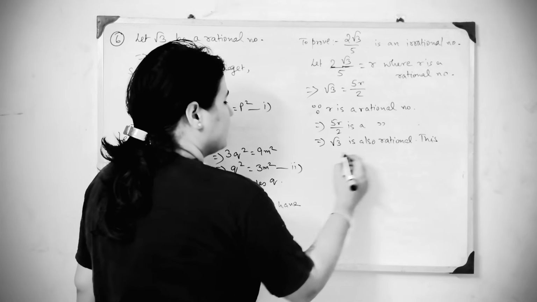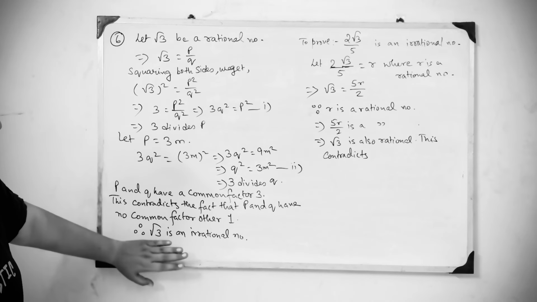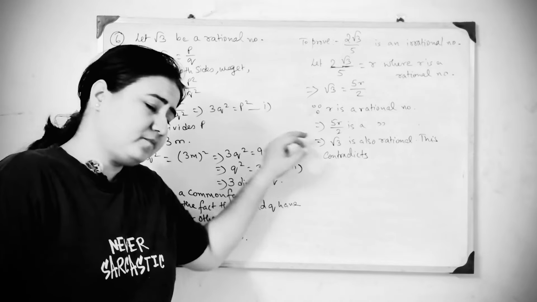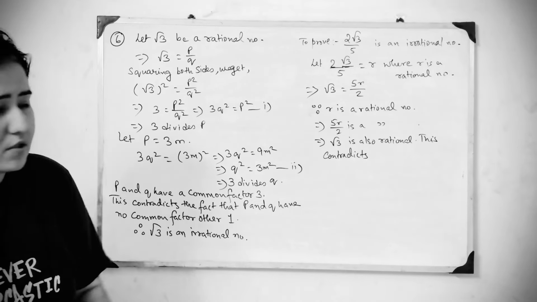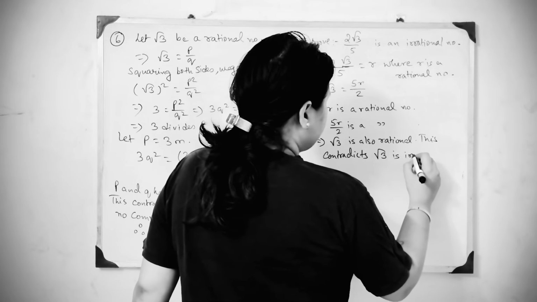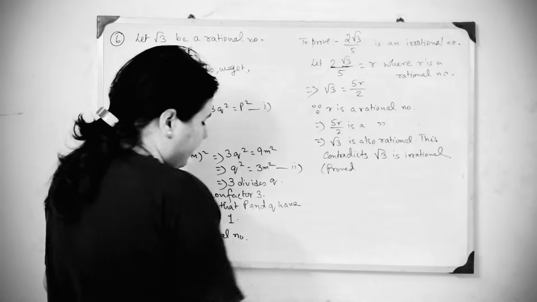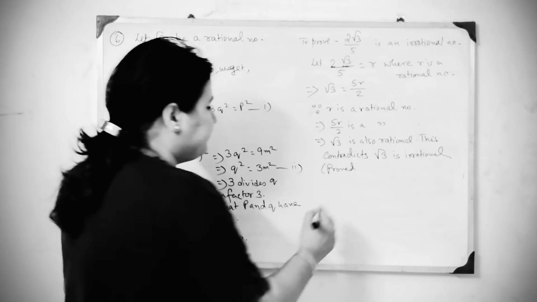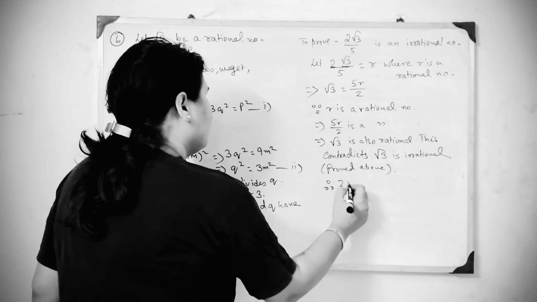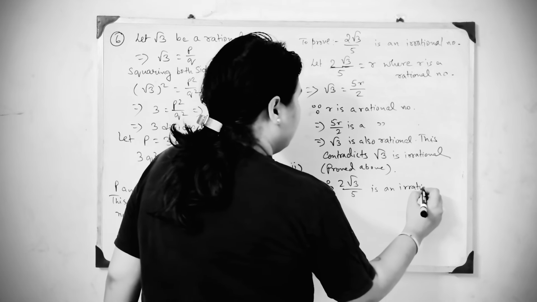This contradicts the fact, because we have already proved here that root 3 is irrational, but here if I consider R to be rational, root 3 is becoming rational, which is false. So this contradicts root 3 is irrational. Please mention proved above. For me it's proved aside, but for you it is proved above. Therefore we can simply write 2 root 3 by 5 is an irrational number.